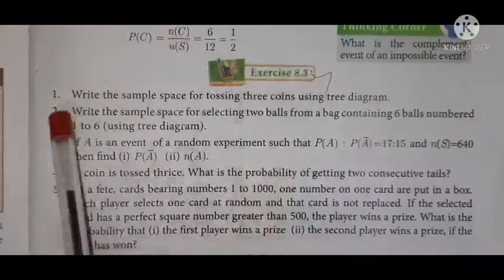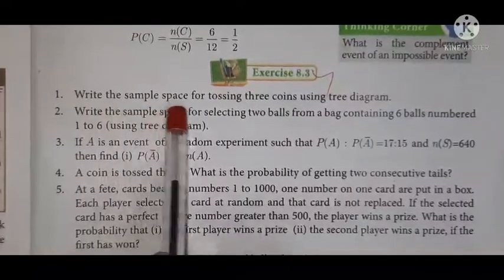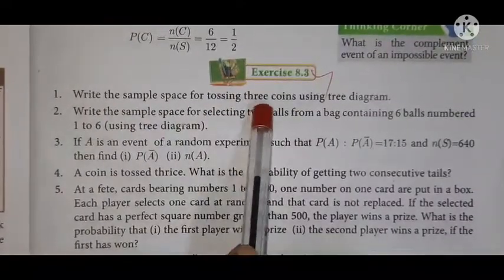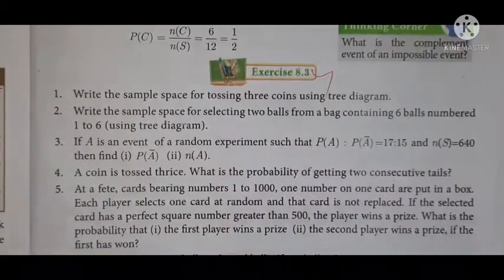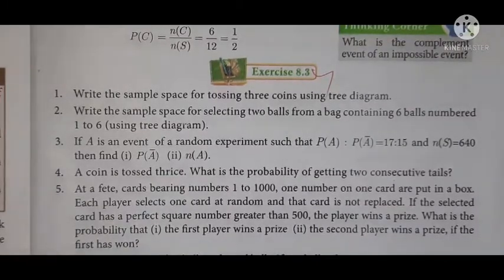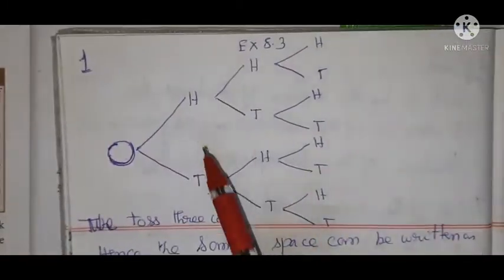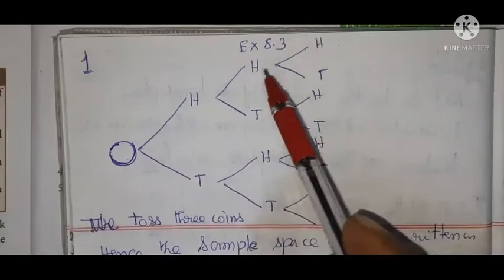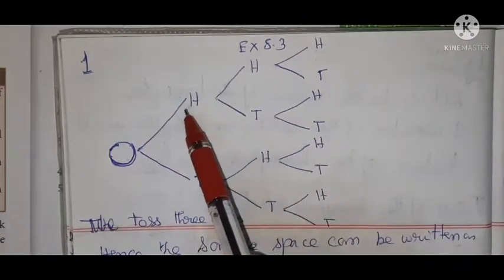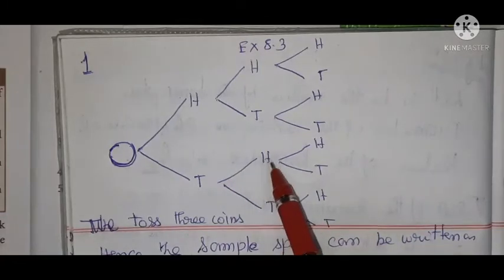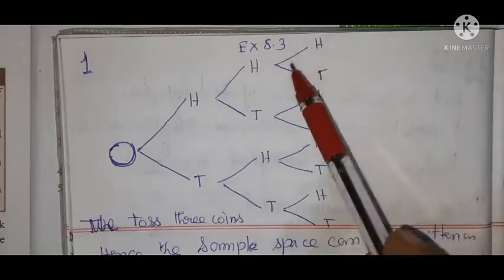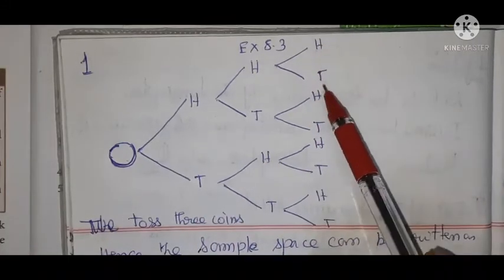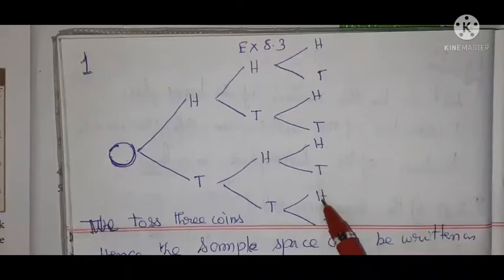Exercise 8.3, sum number 1. Write the sample space for tossing 3 coins using a tree diagram. Here 3 coins are given. Each coin has 2 faces, head and tail. The first coin: head, tail. The second coin: head, tail, related to the first coin head. The second coin: head, tail, related to the first coin tail. The third coin: head, tail, head, tail, head, tail, head, tail.